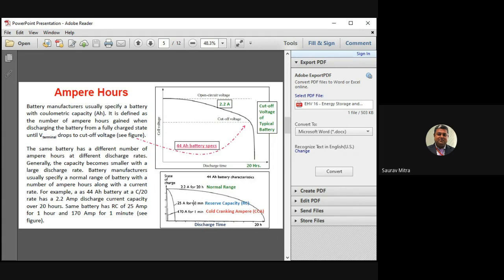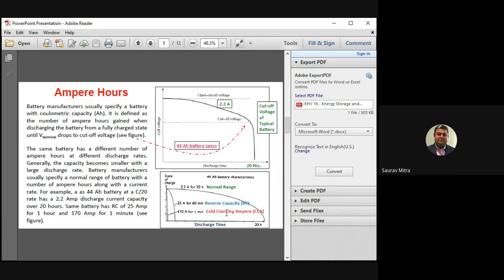You will say that it should work for 44 divided by 25, but it is not a linear thing. If you are asking for too much current from the battery, it will not work for 44 divided by 25. So how much is 44 divided by 25? Let's say around 1.8 hours. But it will not work for 1.8 hours. As it is working more, as it is exhausting more, you will find that within 1 hour the battery will get exhausted. So with 25 ampere, within 1 hour the battery will get exhausted. It is called the reserve capacity.